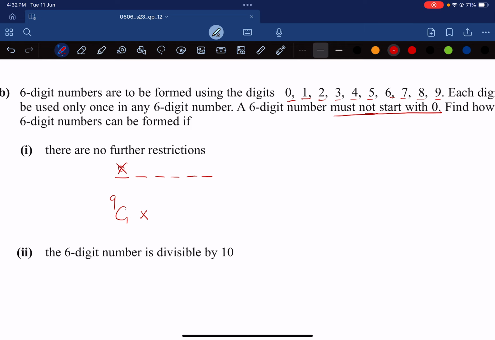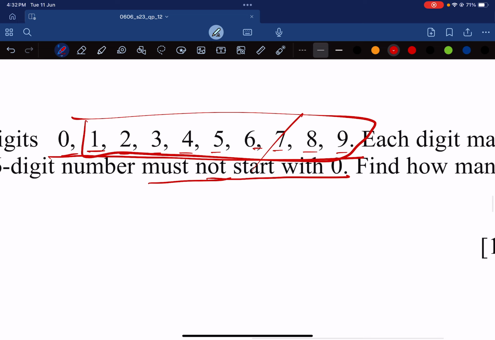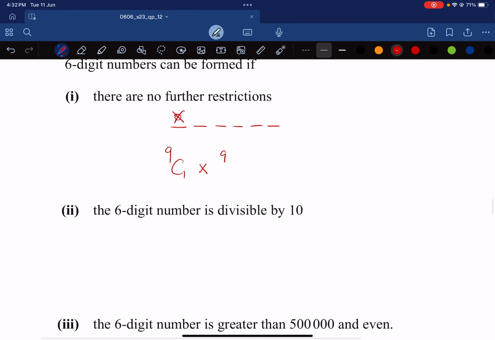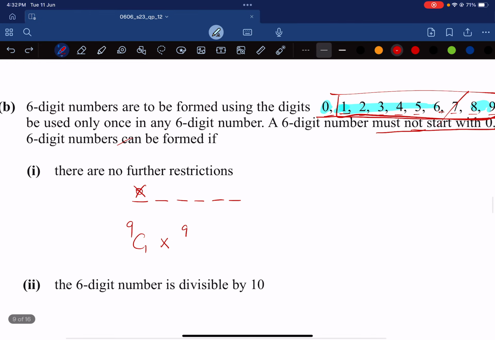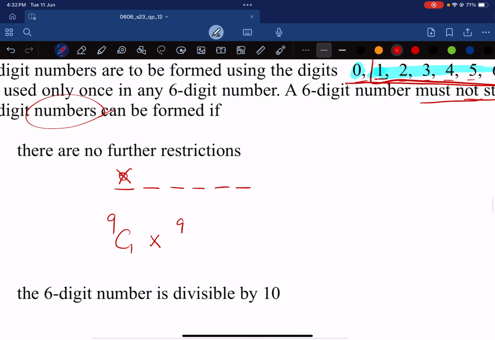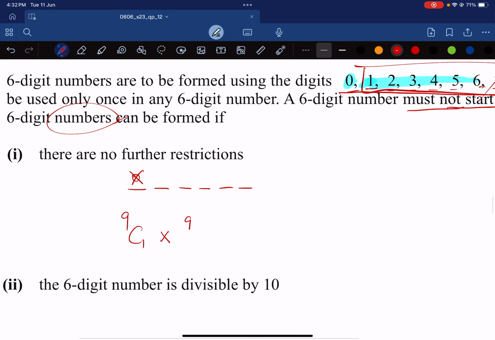Times up. And then let's say out of this 1 to 9, I choose 1. Let's say I choose 7, right? We are left with, not 8, it is 9, okay, including 0, right? So 9, the order doesn't matter, different order is different number, right? I arrange 1, 2, 3 in this way, and in this way, this is 100 something, this is 300 something, right? The order is different, the number is different. Okay, so it's 9P5.